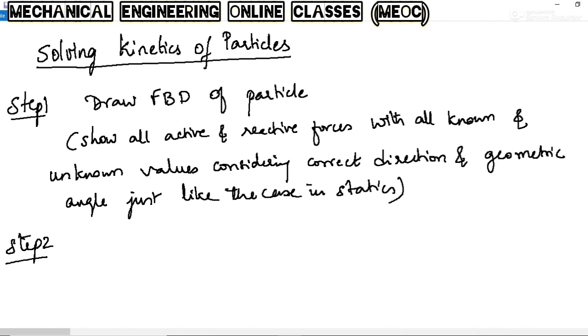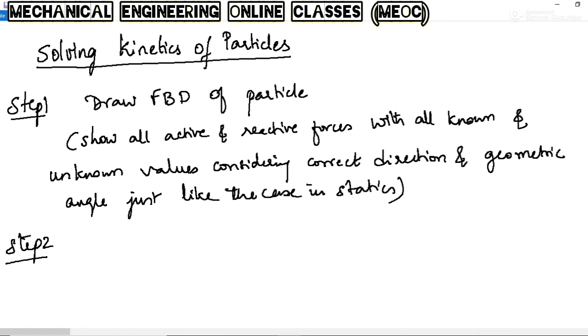Whether we know the value or not, we have to show them in the right direction and at the right angle. Right angle means not 90 degrees, but the correct angle. If the force is at some 20 degrees from an inclined plane, we have to show it exactly like that only. So this is the first step.